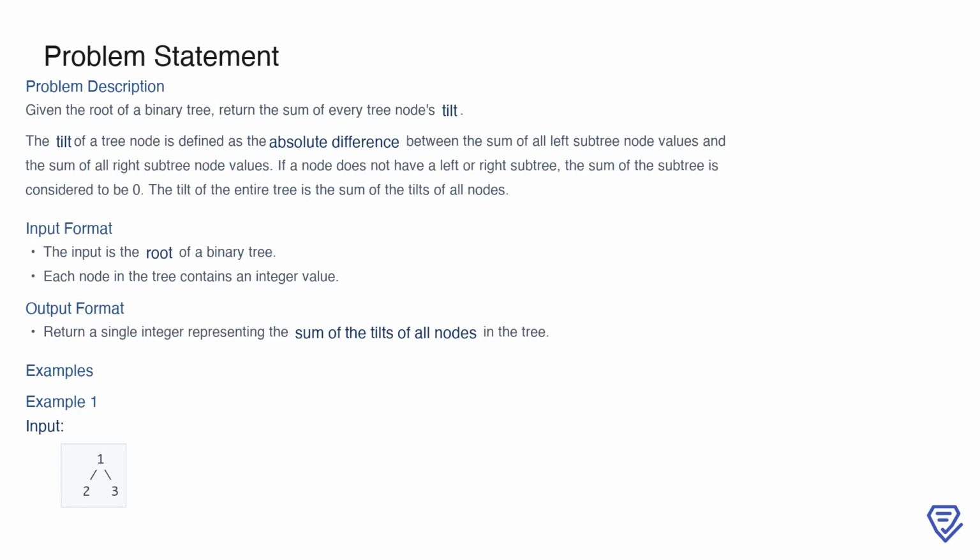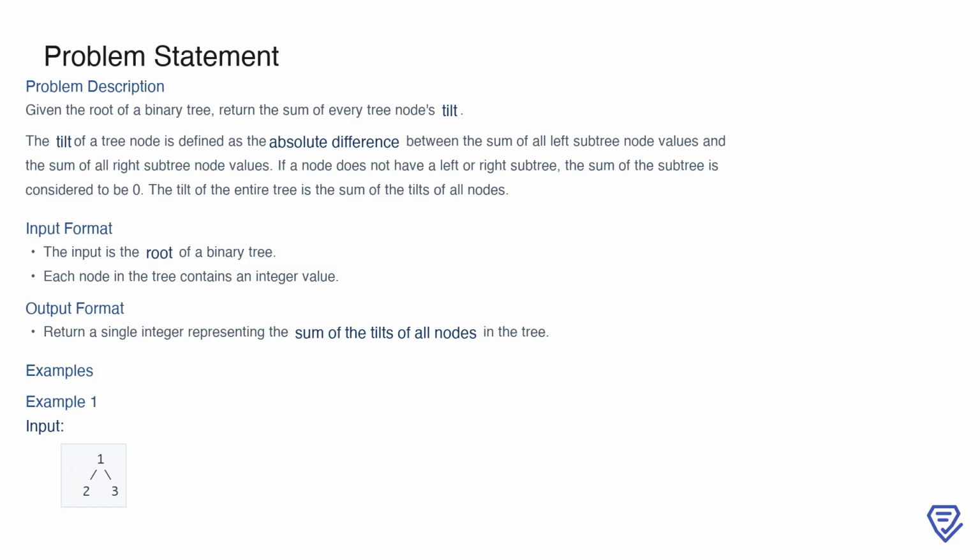In this problem, we are working with a binary tree, and our goal is to calculate the sum of tilts for all the nodes in the tree. The tilt of a node is defined as the absolute difference between the sum of the values in its left subtree and the sum of the values in its right subtree. If a node does not have a left or right subtree, the sum for that subtree is considered to be 0. The tilt of the entire tree is then the sum of the tilts of all individual nodes.